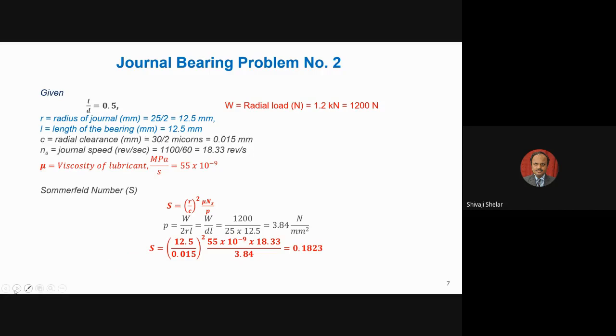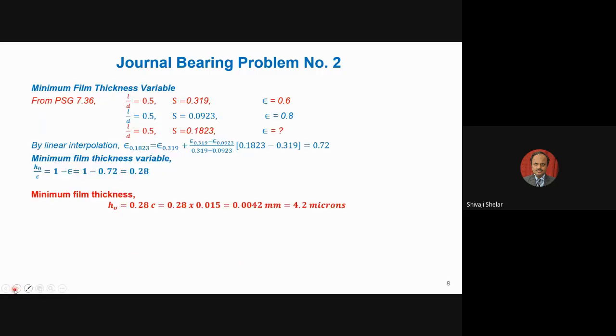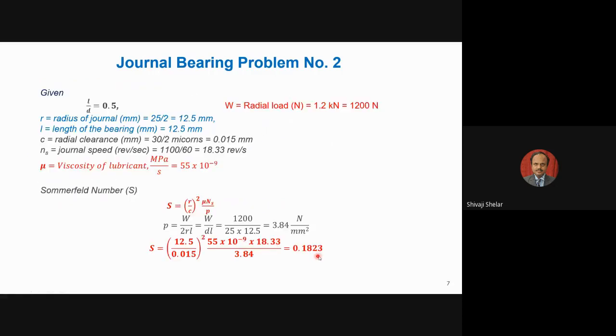Now in the next slide, we are going to do the required calculation. Minimum film thickness we are going to determine. Again, you have to refer to page 7.36, L by D ratio 0.5. The same Sommerfeld number we have calculated may not be available in the PSG data book, so you have to refer to different values there. Our reference value is 0.1823. So with this, you go to your table.